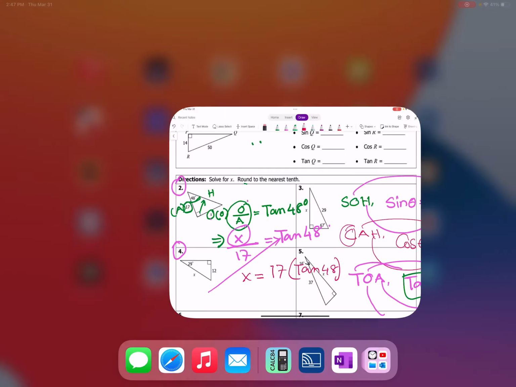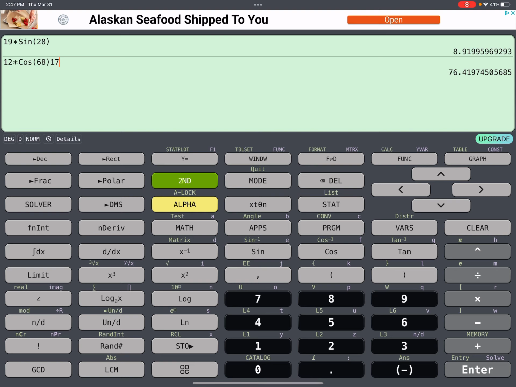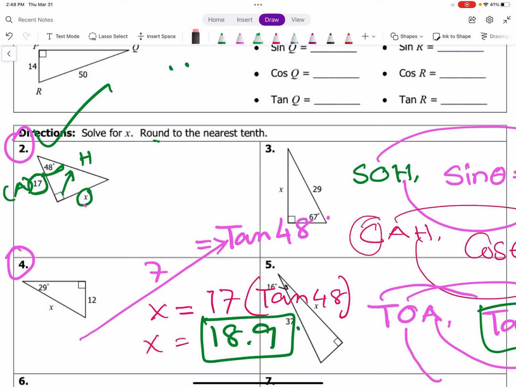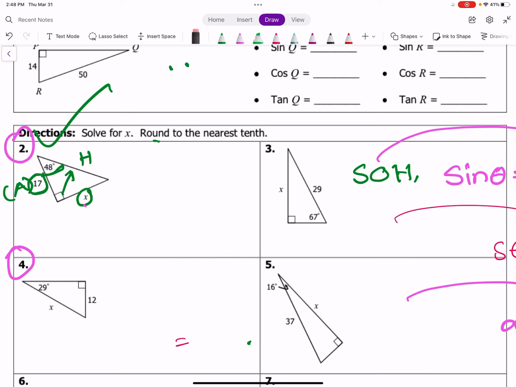Okay, so put it in the calculator. 17 times tan 48. Okay, so that's tan 48, and I have 18.88. So if I have 18.88, I say x equals 18.9. So that's my number 2. Here I have used opposite and adjacent. Let me go for number 4.